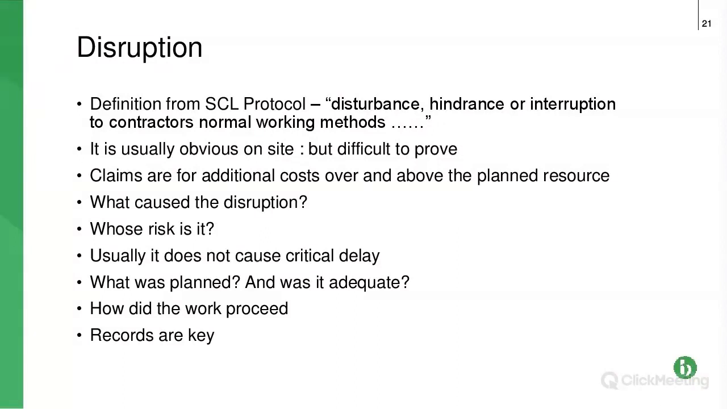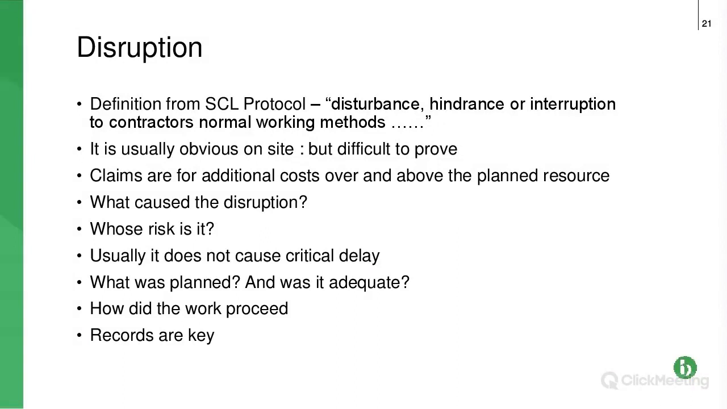This second bullet point is very, very true though. It's usually obvious when you're on the site, but it's quite difficult to prove. It can get messy, and it's usually about having to bring extra people onto site, not being able to work in the way that you had agreed in the contract to work, etc. It's difficult to prove, and usually what we need is a lot of documentation to prove it. Dated photographs are often very helpful, but quite often you need resource details as well.